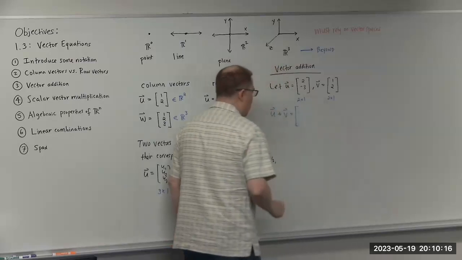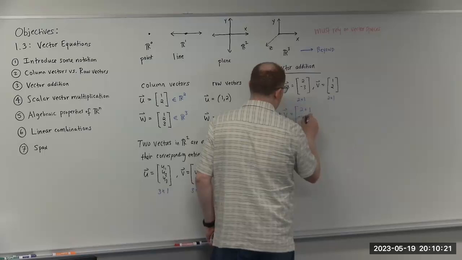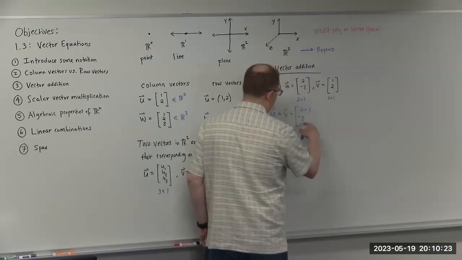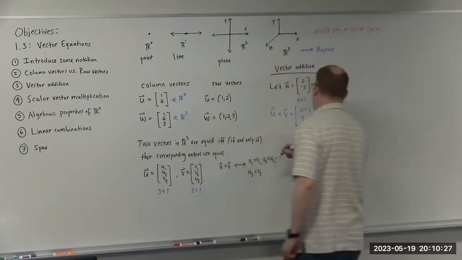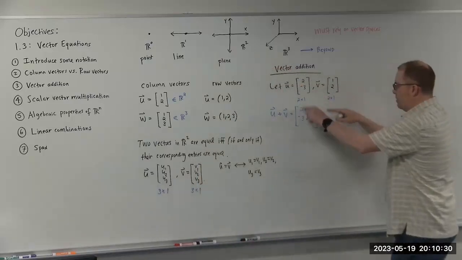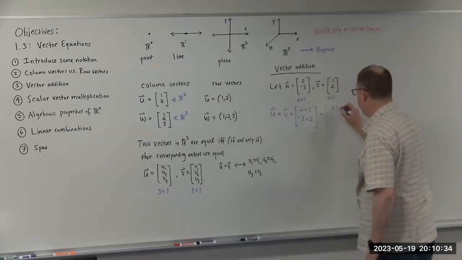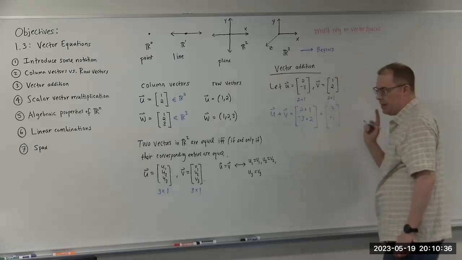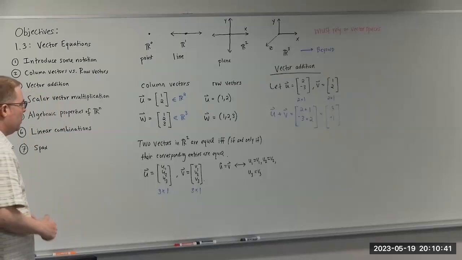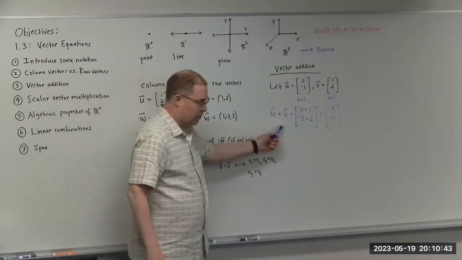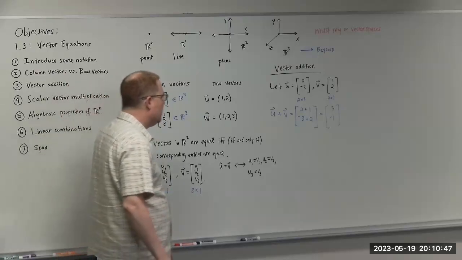So again, just add the components. This is going to be 2 plus 1, and for the second component, it's going to be -3 plus 2. So 2 and 1, and then -3 plus 2. And we're going to get 3, -1. So 3 and negative 1. So that is the addition of u and v, which is nothing more than what's called the resultant vector.